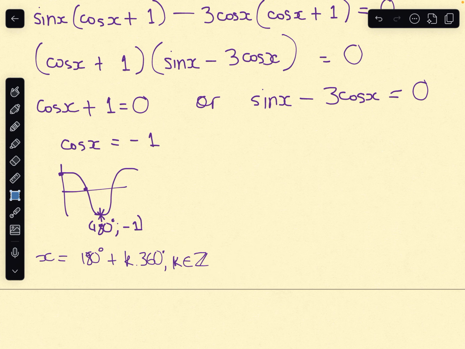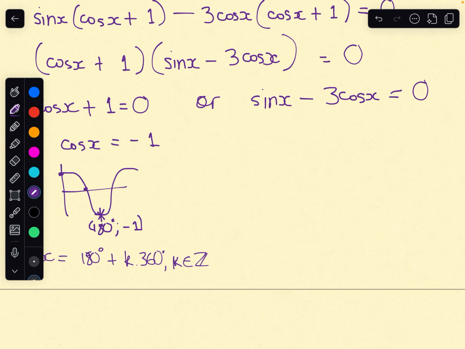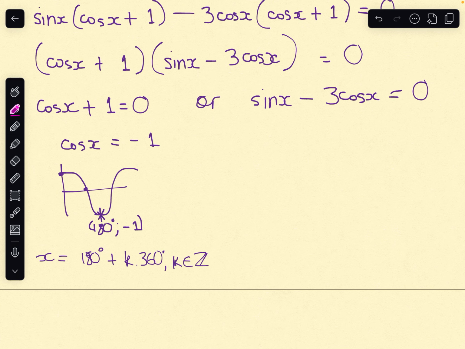Okay, right. And then the alternative, maybe I'll do this in a different color, is that sine x minus 3 cos x is equal to 0. Okay, so let's see. With this one, it feels like we're going to need to turn this into a tan equation. So I need to move this to the other side. So we're going to have sine x is equal to positive 3 cos x.